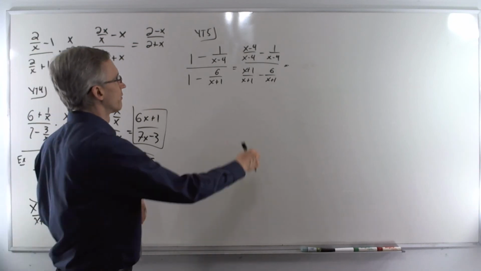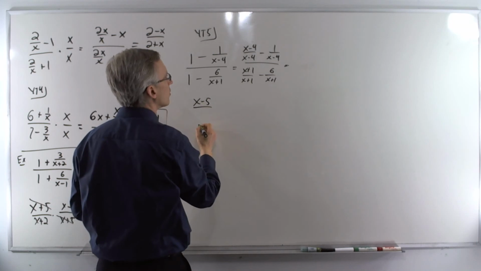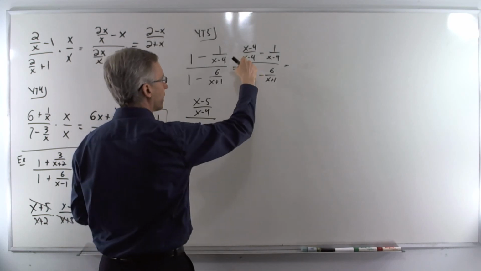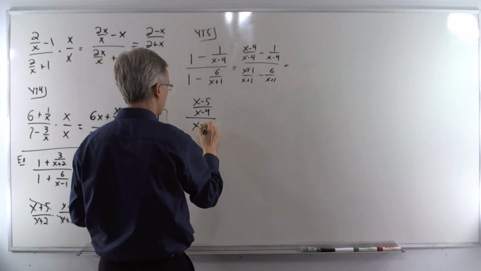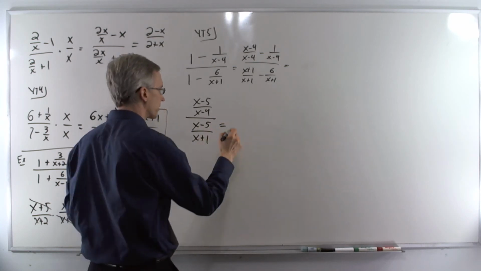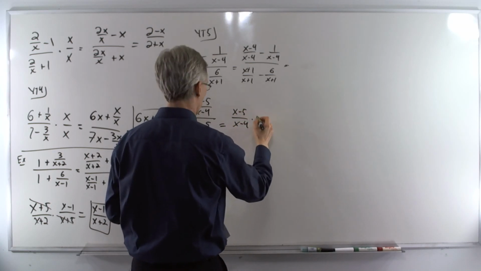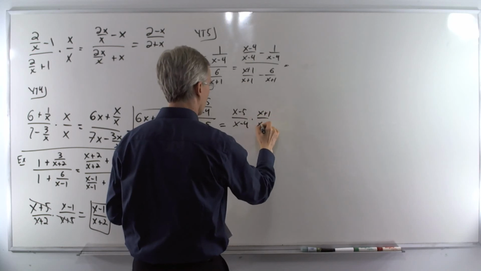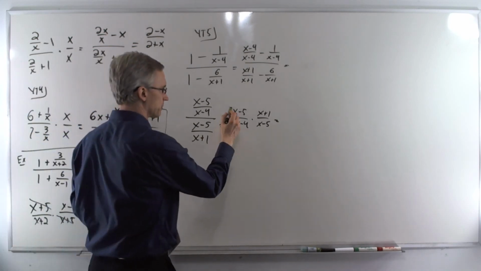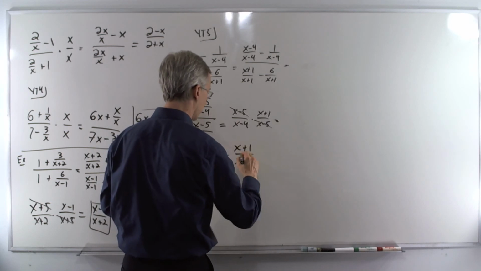Combining, here we have x minus 4 minus 1, which is x minus 5, over x minus 4. And here we've got x plus 1 minus 6, which is x minus 5 over x plus 1. Now we'll convert to multiplication. Now we can cancel the x minus 5s, leaving x plus 1 over x minus 4.